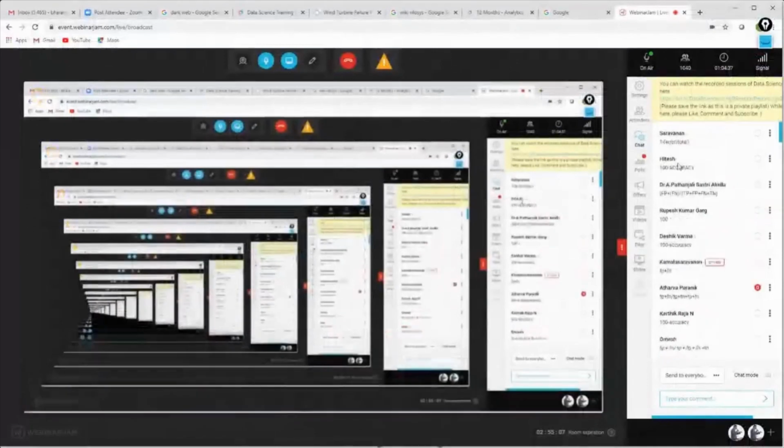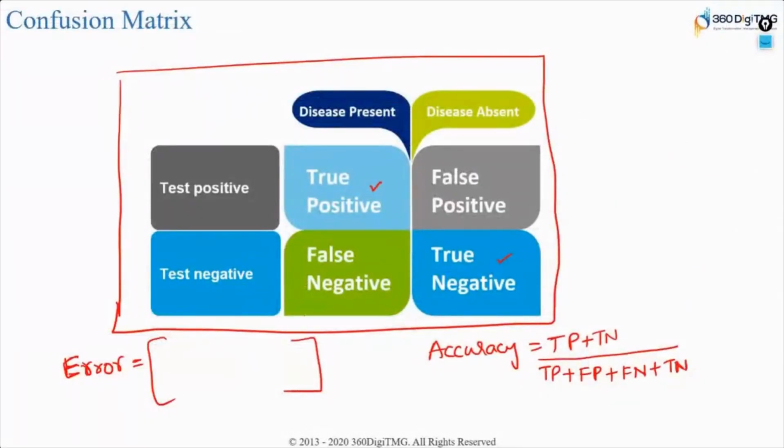Yep. So you all are right. Absolutely. So here, false means it's incorrect, right? False means wrong. True means correct. So if you were to write a formula, you'll say false positive plus false negative divided by overall, which is true positive plus false positive plus false negative plus true negative. This is how you get it.